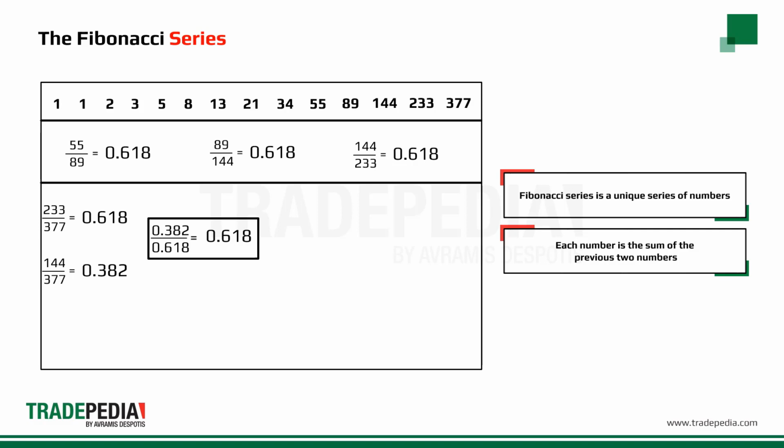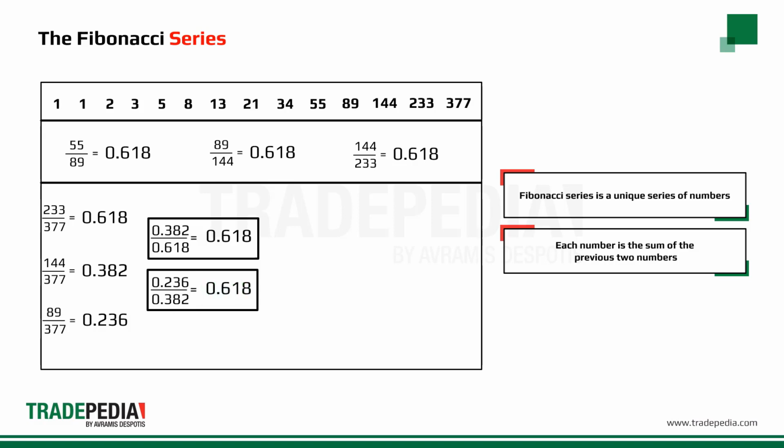If we left a second number in the middle empty and we divided 89 by 377, we get another ratio, the 0.236. Again, if we divide 0.236 by 0.382, we get 0.618.